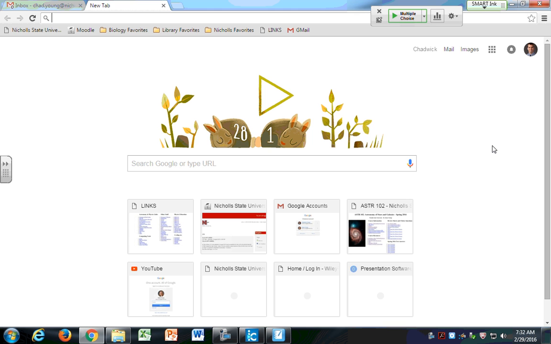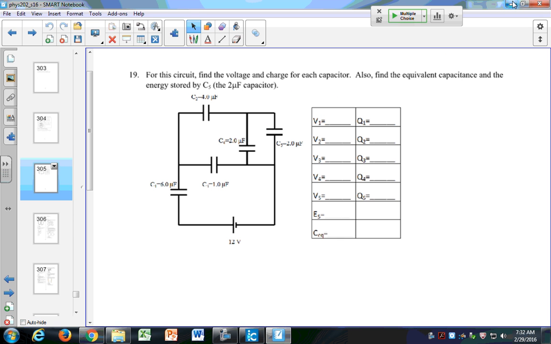Do you want to do another practice problem for capacitor circuits? I think some of your classmates are going to do that, but make sure that you do, because by Friday you will see one. This one is in the back of your book, on the old exam, page 305. Yours will look something like this. It'll be different but similar.